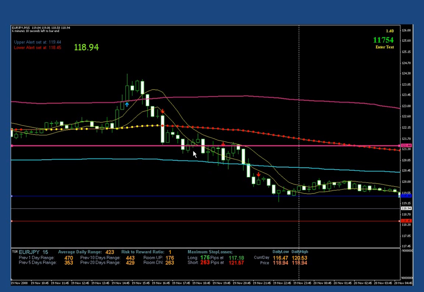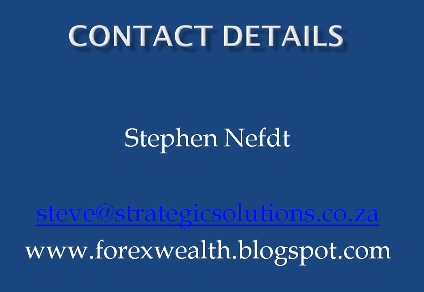If you had got in precisely there and ridden it right down, you could have made about 160 pips. Now, if you were just scalping it, you could have done exactly the same thing, but you would have taken maybe 20 pips on that, and then walked away. So those are just some of the ways that you can use the dashboard to trade the markets.